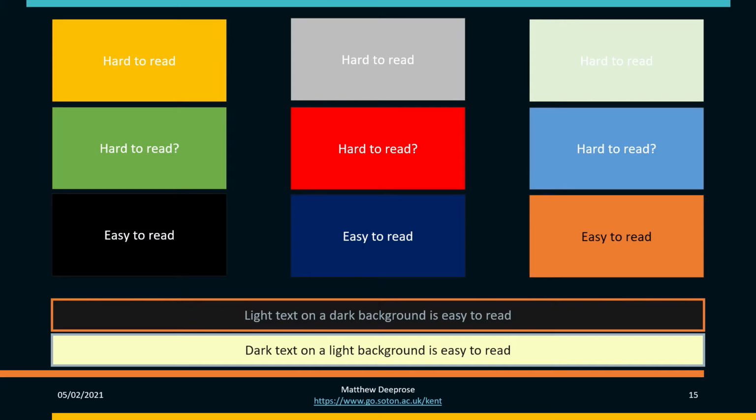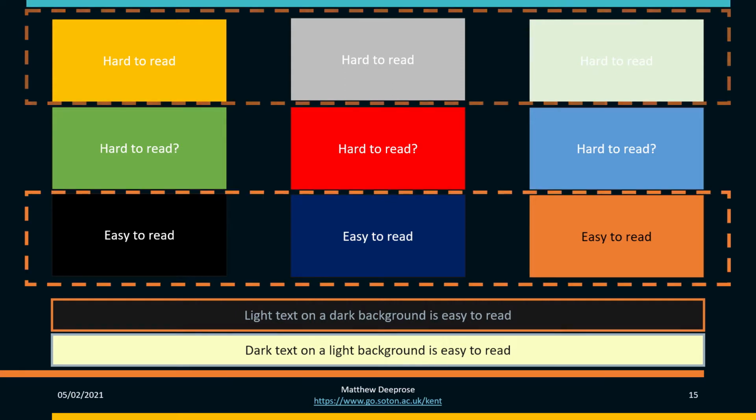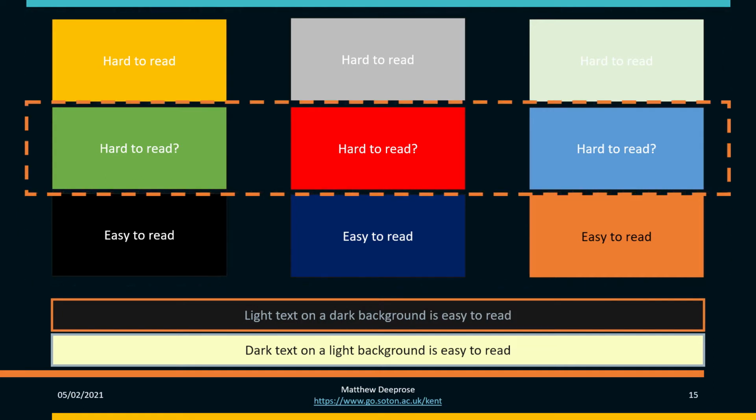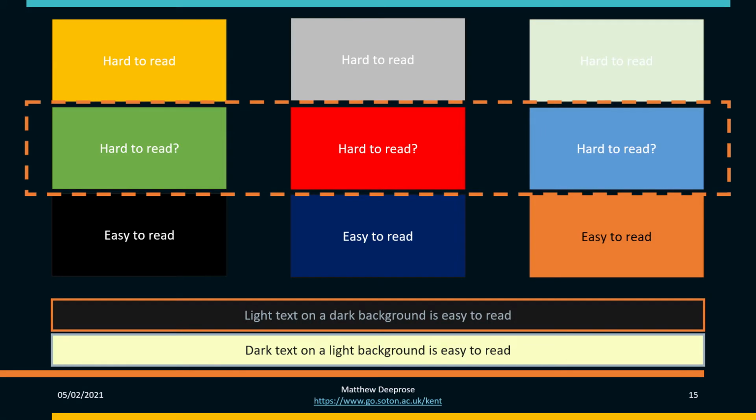But let's look at these 9 examples in rows of 3. The top row, most would agree, is hard to read, and the bottom row is easy to read. But what about that middle row? For some, that might be easy to read, for some might be hard to read. How do we know when we have sufficient contrast?